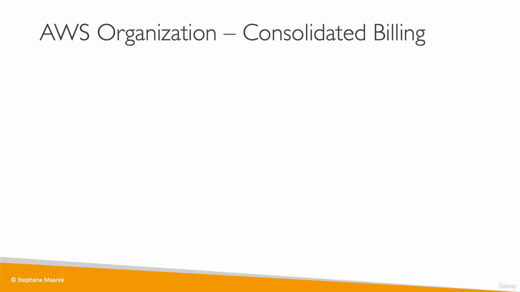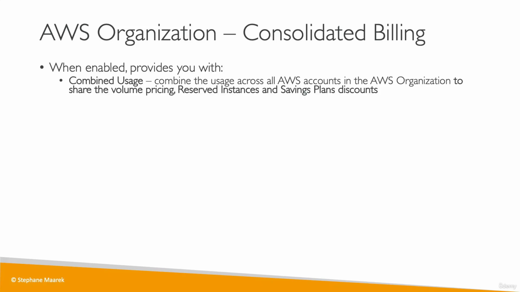So let's talk about consolidated billing for AWS Organizations. When you enable this setting, it provides you two things. Number one, and I will describe it in a second, it gives you the combined usage. That means you can combine all the usage of all accounts together to do two things. Number one, you're going to share the volume pricing.